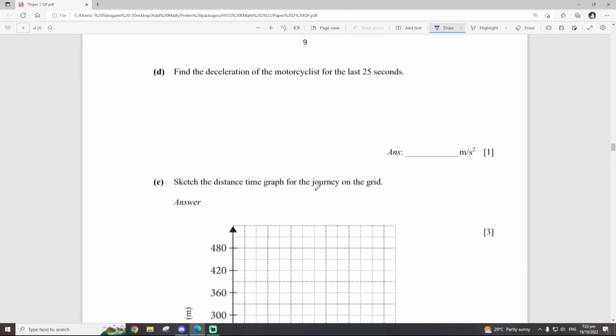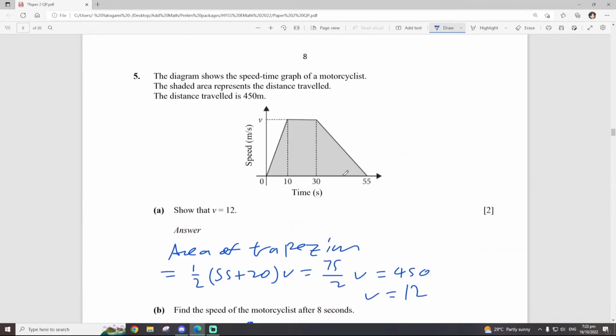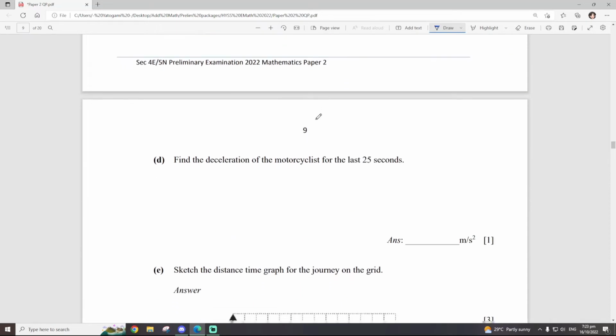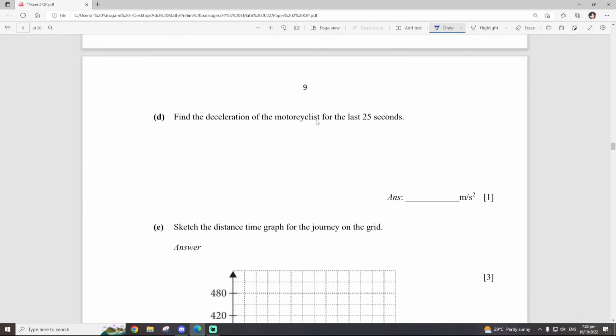Find the deceleration of the motorcycle for the last 25 seconds. Okay, so that's just the gradient, right? Or rather, no, it's speed divided by time. So it will be 12 divided by 25. Deceleration means that you don't need to have a negative value. Okay, and this is 0.48, I think. So 0.48 meters per second squared is the deceleration rate. If it were acceleration, that would be a negative acceleration and you'd put minus 0.48, but here it's positive.